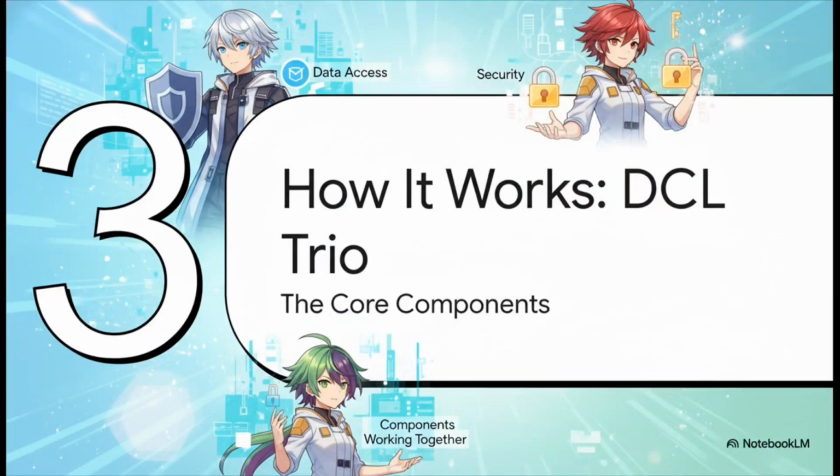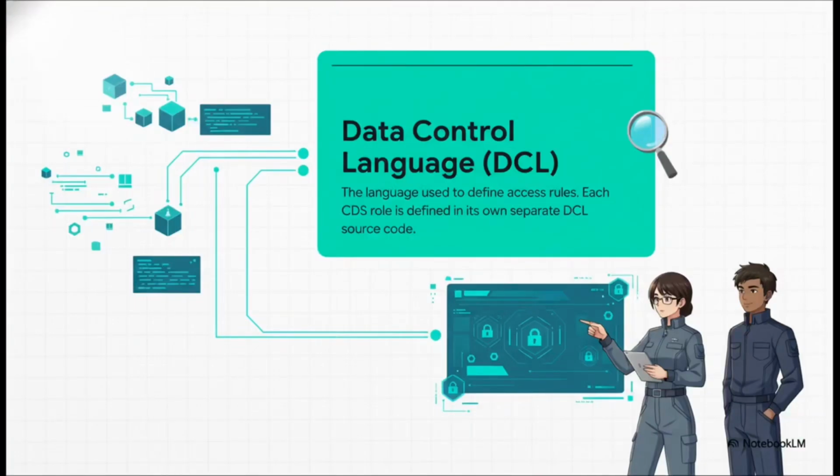Okay, so how does this magic actually work? How does the system pull this off? Well, it really comes down to three core pieces working together in harmony. Let's break down what I like to call the DCL trio. So first up, you've got the language itself, DCL, the data control language.